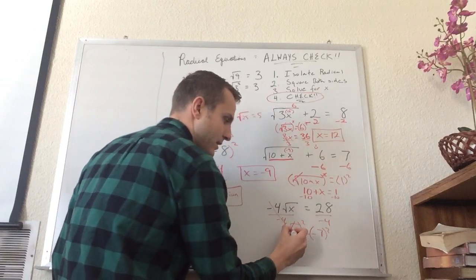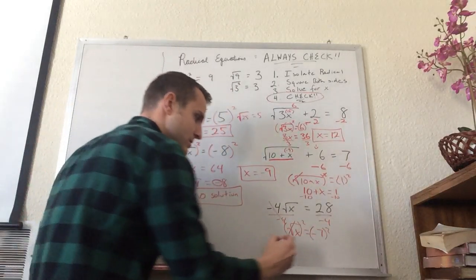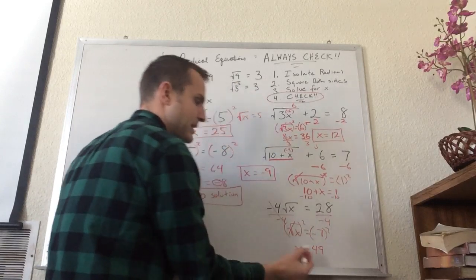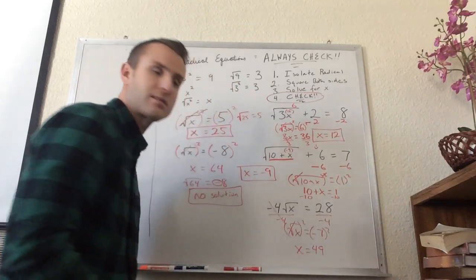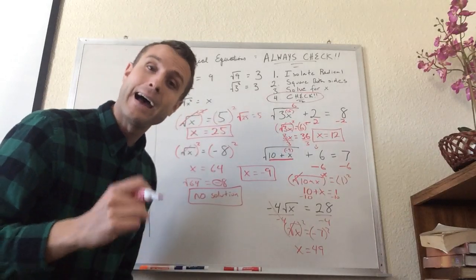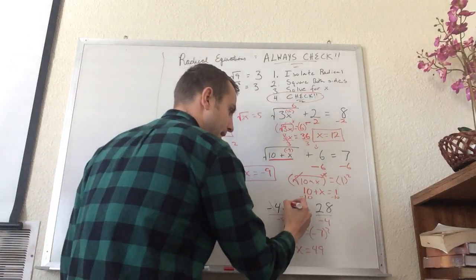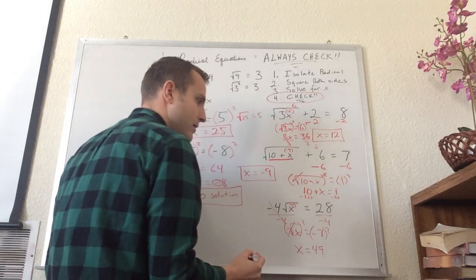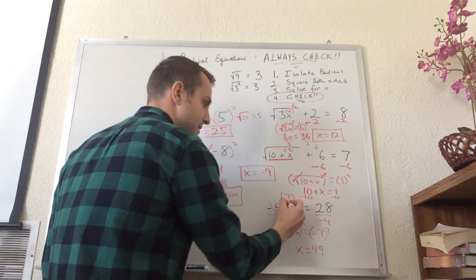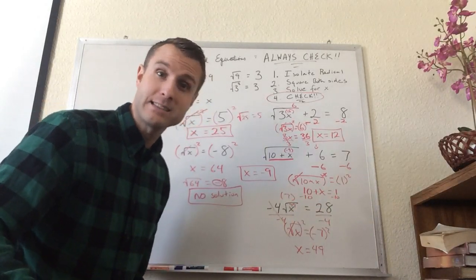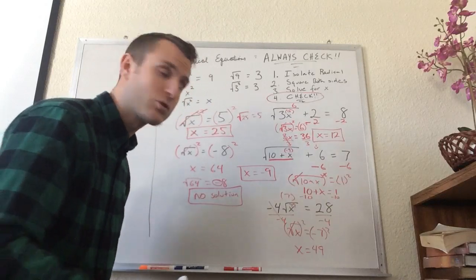When I square this side, all it does is it gets rid of the square root. So I'm left with x. When I square this side, I get 49. X is already isolated, so that's my answer. But I have to check. Remember, always check. So square root of 49, x is 49, so I'm going to put that there. Square root of 49 is 7. 7 times negative 4, does that equal 28? No, it doesn't. It equals negative 28.